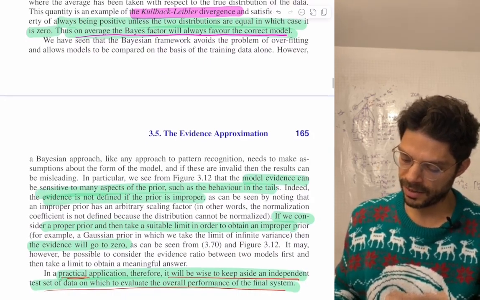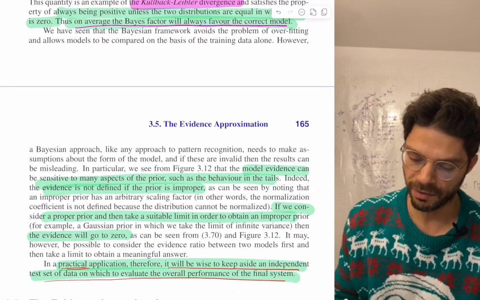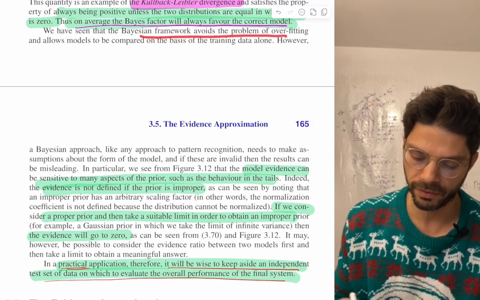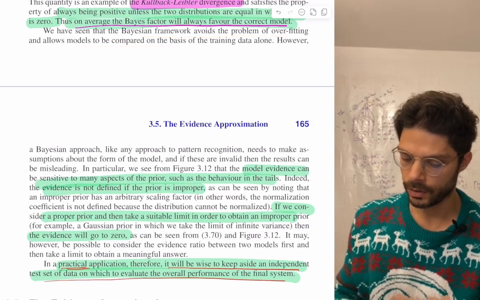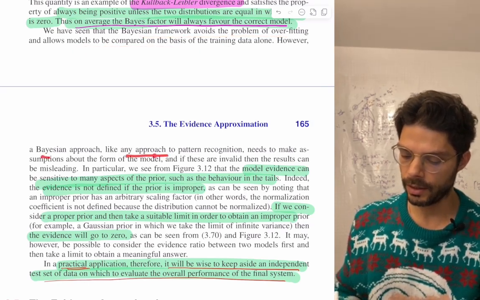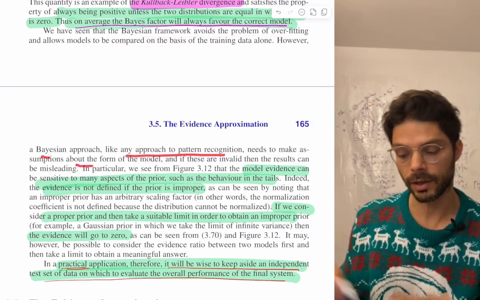Now in the next little bit, he's going to talk about some of the caveats. So, okay, we have seen the Bayesian framework avoids the problem of overfitting and allows models to be compared on the basis of training data alone. However, a Bayesian approach, like any approach to pattern recognition, needs to make assumptions about the form of the model.